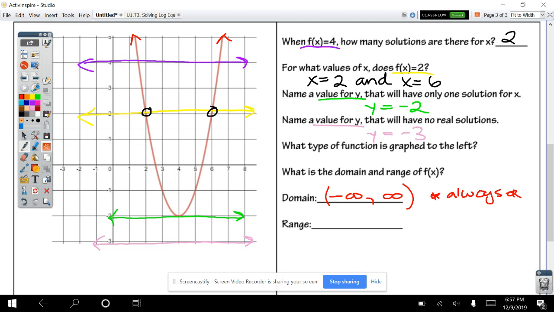And then the range, how low does it go? Well, it goes as low as -2, and it does touch -2, so that's going to get a bracket, and then it goes up forever, so it goes to infinity. And you should be able to do that for any quadratic graph that could be given to you.